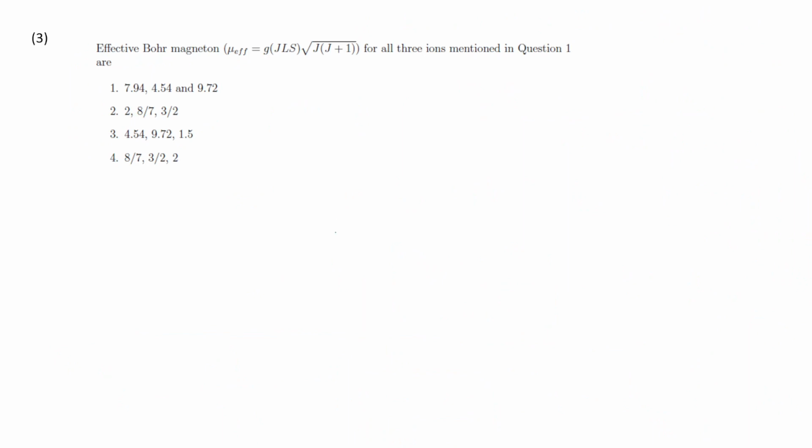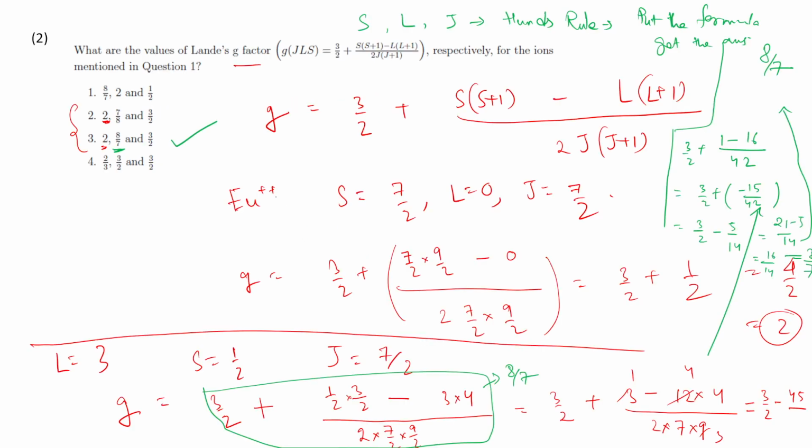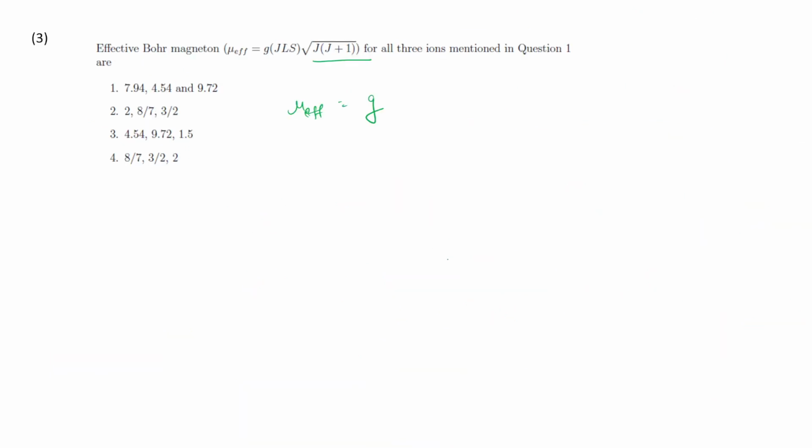Now, the effective Bohr magneton is already given. Again, you know what is J. So mu effective. You know what is this Landé G factor? Landé G factor you got it from here, this expression. Okay, and you know what is this value of J, J plus 1. Okay.